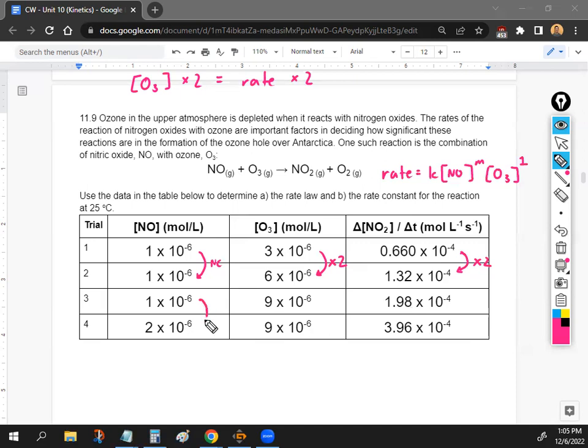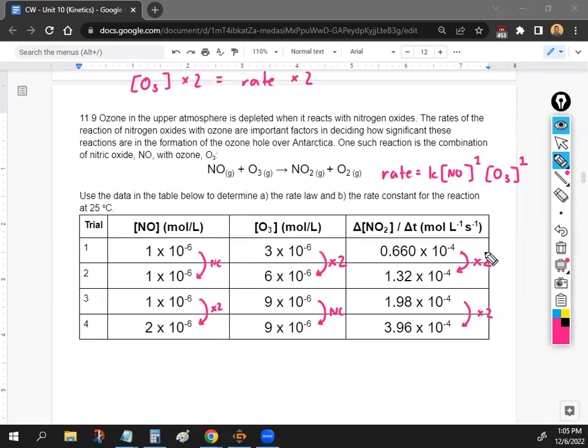I said you need to compare 3 and 4. So how does it change right here? Doubles. How does it change right here? Yeah, no change. And then how does the rate change? Yeah, double. So what's the exponent for NO? 1. Also 1. Good. So this is your rate law right here.